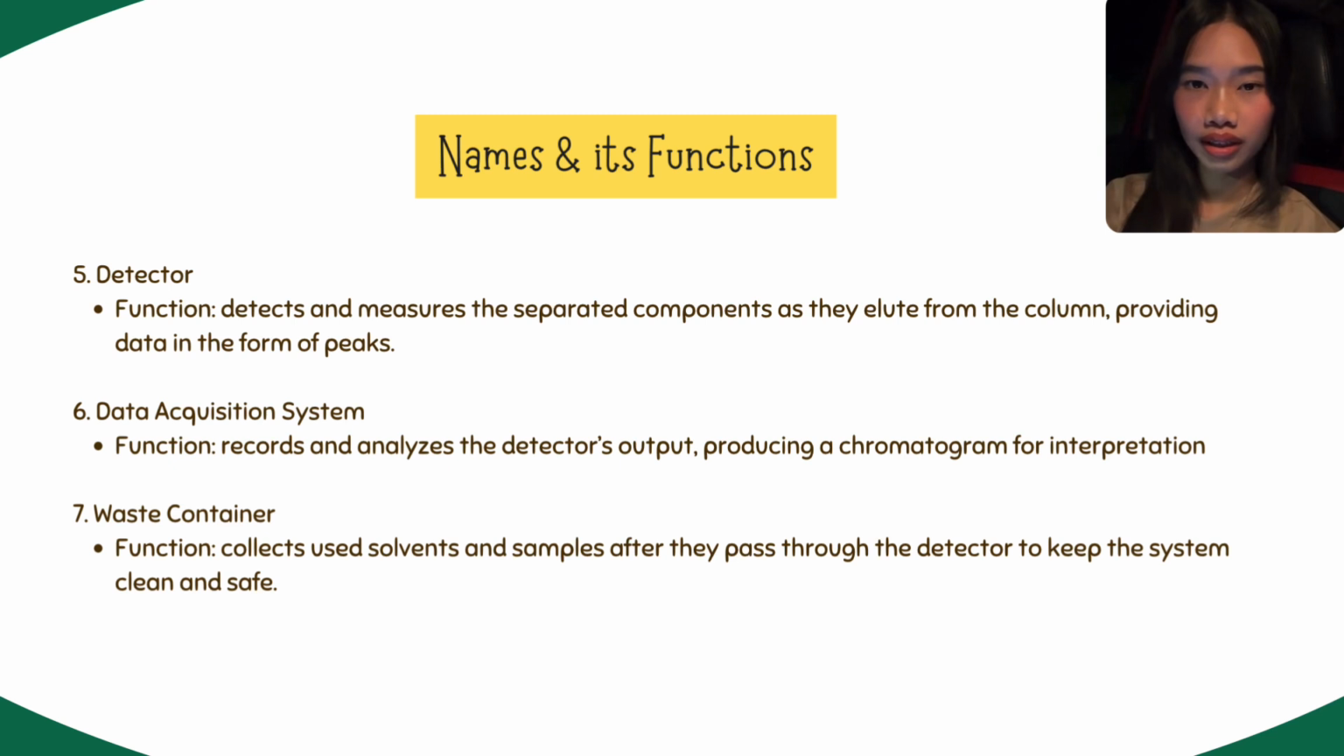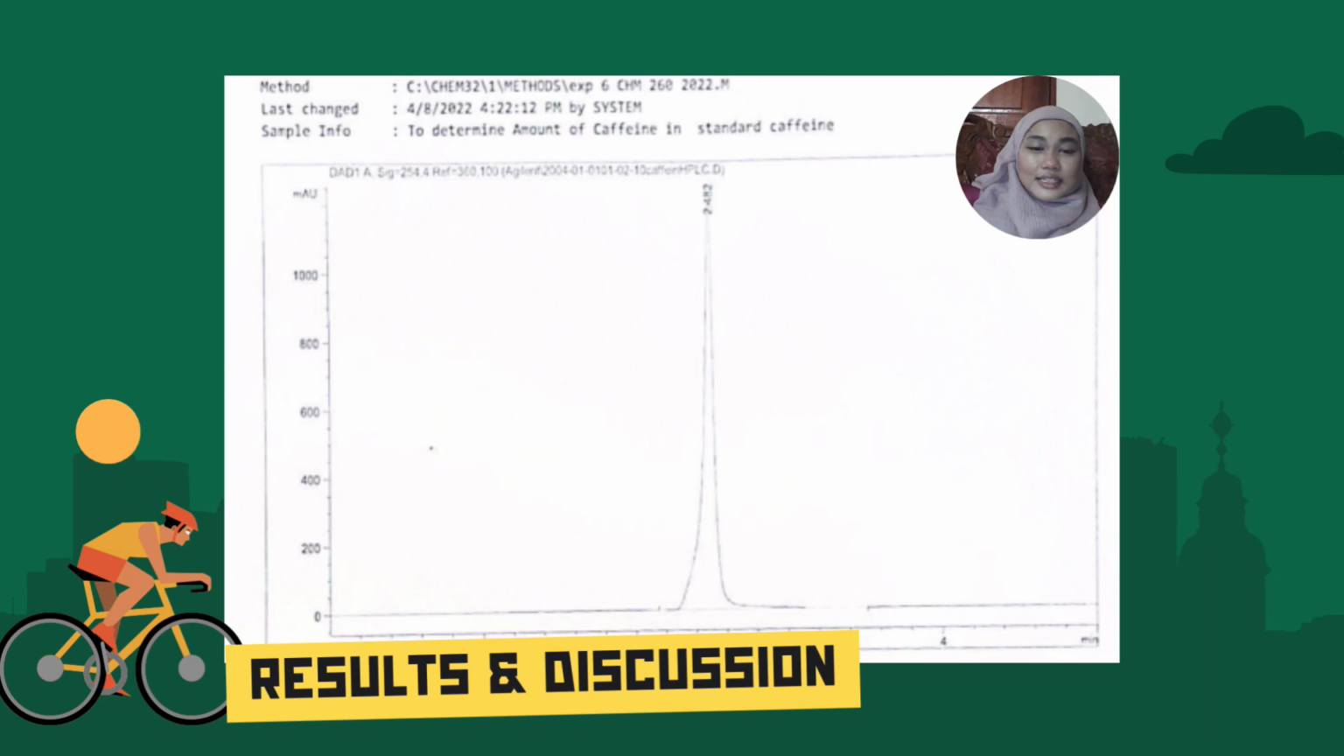Number 5, the detector, detects and measures the separated components as they elute from the column, providing data in the form of peaks. Number 6, the data system, functions as recording and analyzing the detector's output, producing a chromatogram for interpretation. Number 7, the waste container, collects used solvents and samples after they pass through the detector to keep the system clean and safe. As you can see, this is the result of our HPLC experiment, with the caffeine standard.